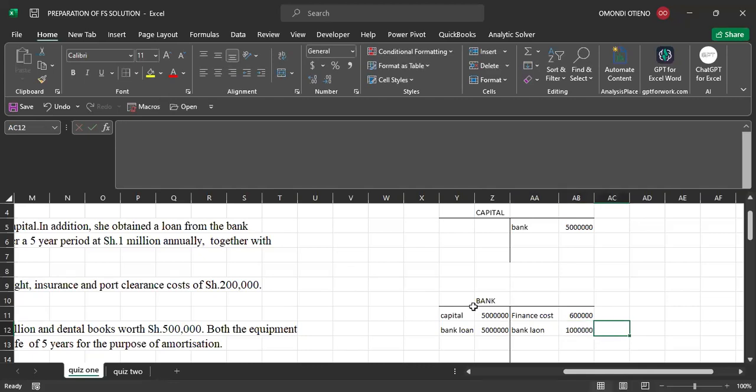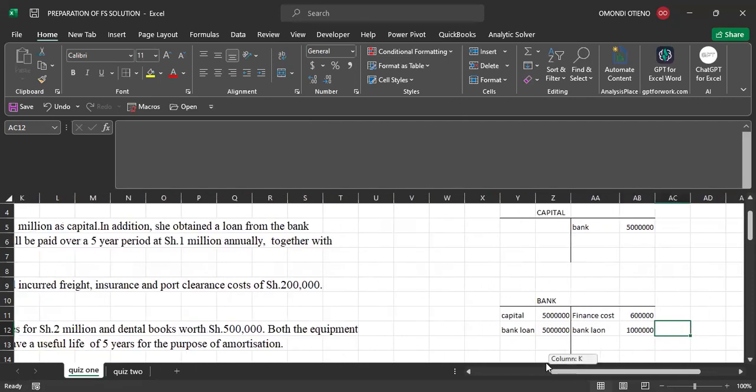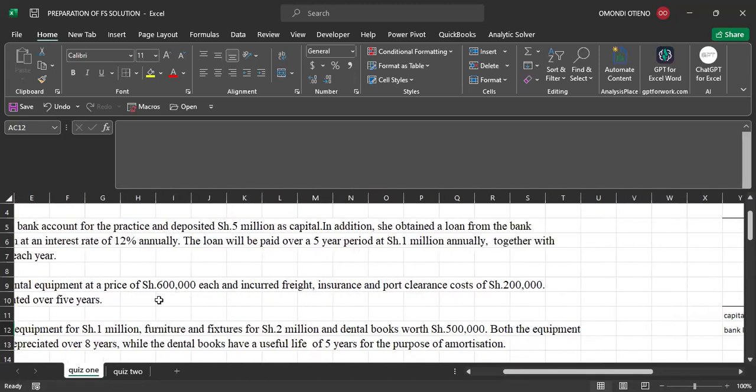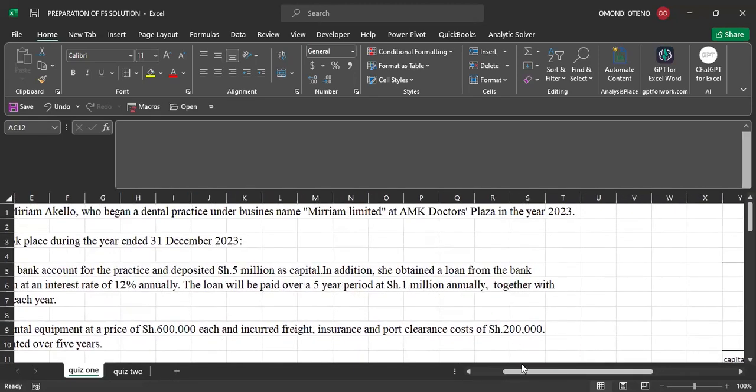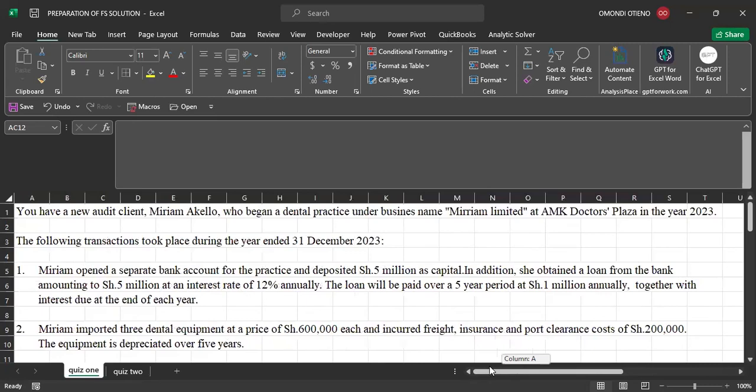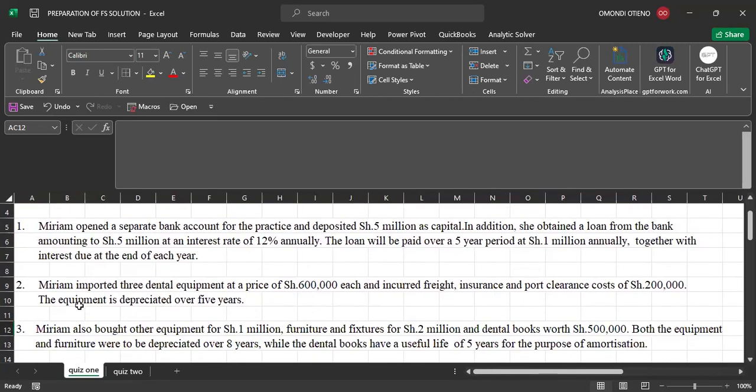So I want you to compare the T accounts method and what we used yesterday to do the same. Then you'll be able to see what is convenient. And of course, the examiner will be specific on what to use. So we've been able to deal with additional information number 1 in totality. Let's go to additional information number 2.